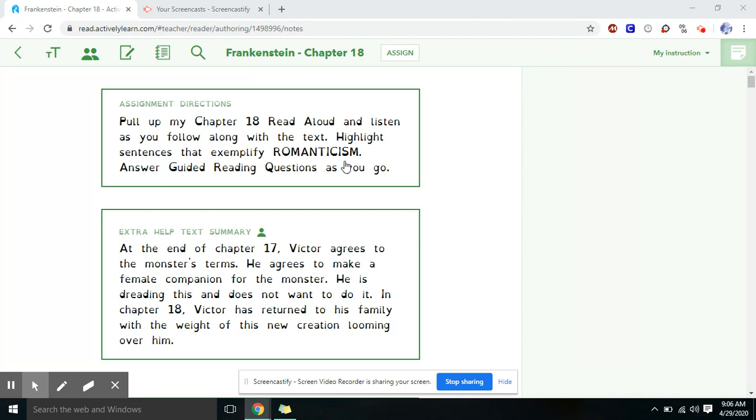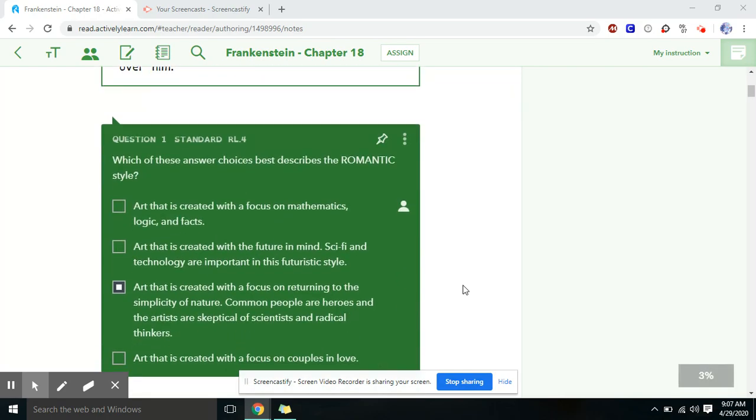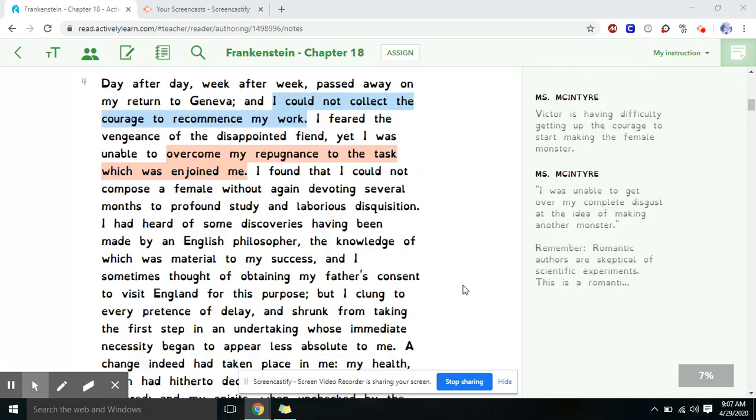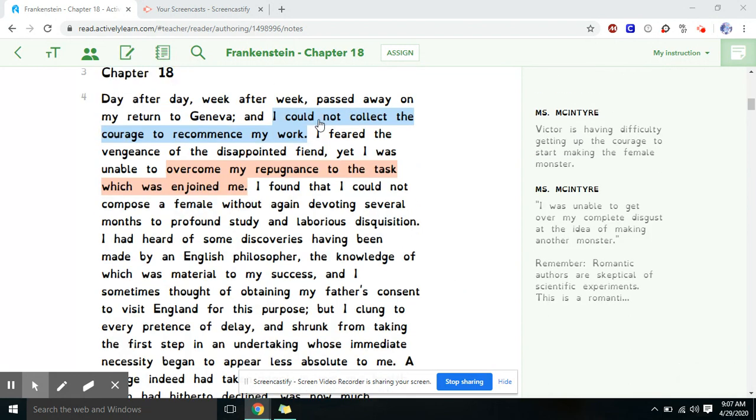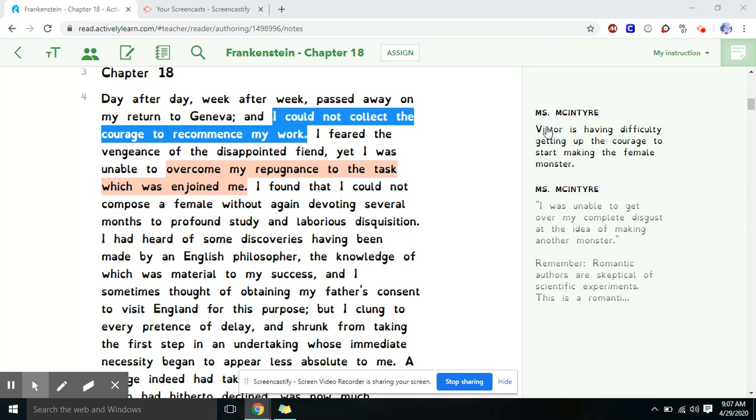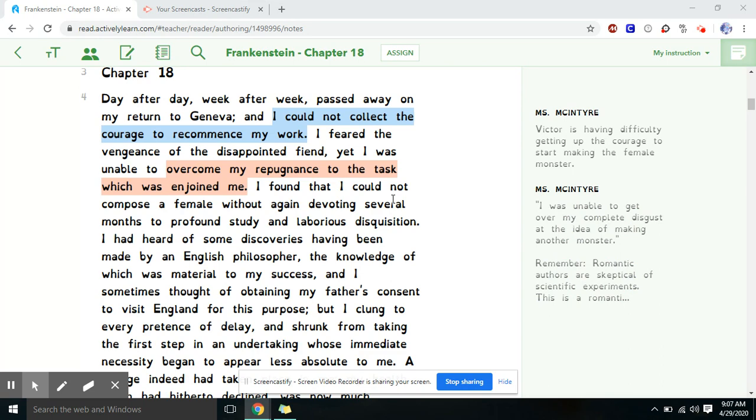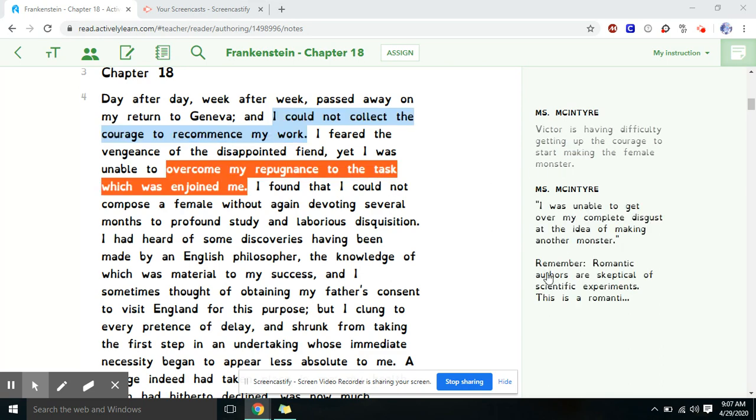Now, before I start reading, I want to show you a couple of features of Actively Learn just in case you haven't used it before. So Actively Learn is basically a way for me to give you a text that I've annotated and put notes and questions in online. Just the same as I might mark up a reading passage and hand it to you with questions, this does basically the same thing. So as you read, you're going to see questions pop up and you're going to see parts of the text highlighted, okay? So you'll see I've highlighted it and made a note, and you see up here it says Miss McIntyre, right? These are notes that I've made to help you understand the text.